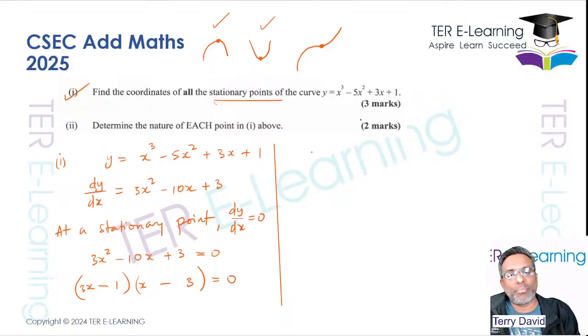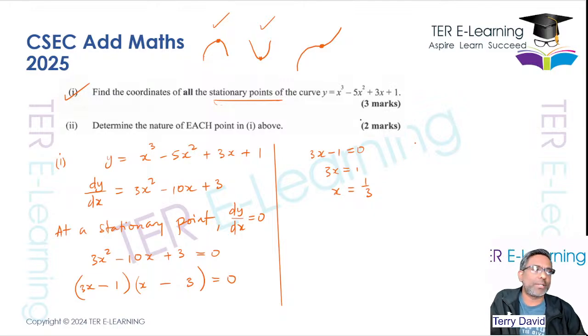So we need to put each bracket equal to 0. So 3x minus 1 is equal to 0, 3x is equal to 1, and therefore x is equal to 1/3. So that's one x coordinate of a stationary point. And the second one, we're going to put the second bracket equal to 0. So x minus 3 is equal to 0, and therefore x is equal to 3.